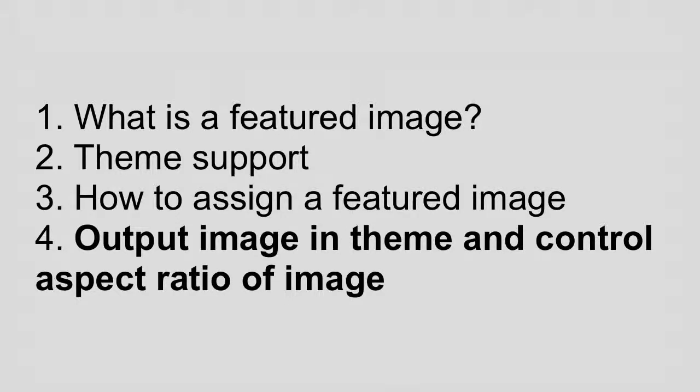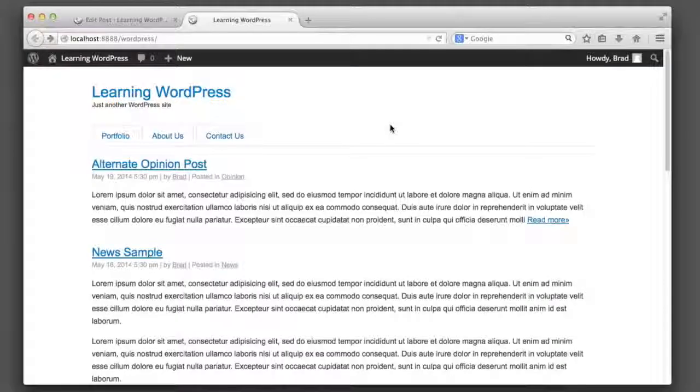So maybe you want the image to be a square, maybe you want it to be cropped to be a tall rectangle or a wide rectangle. We can do all of that. So let's dive in. Let's start simple. The first goal that we'll give ourselves is to simply output the image irrespective of aspect ratio or size. Just output the image above the text for each post.